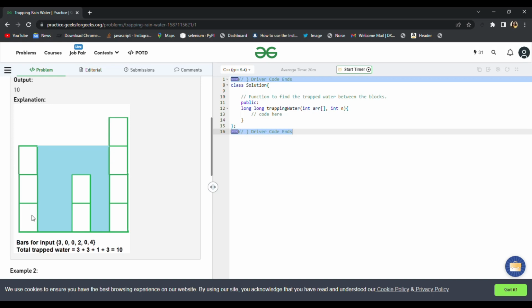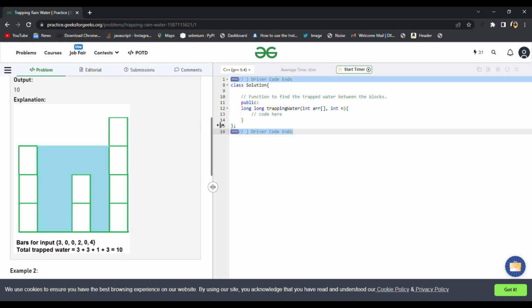It's 3. So how much water can be stored now? It's 3 minus 0, that is 3. So this particular block can store water up to height 3, as you can see over here. And the last block, which is of height 3, we can't store any water over here. Why? Because it doesn't have any boundary on the left side of it.